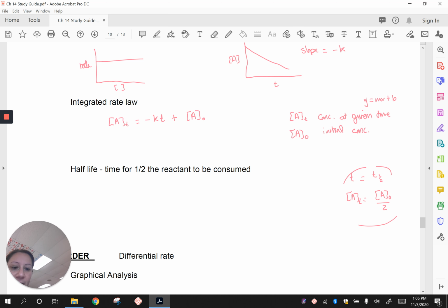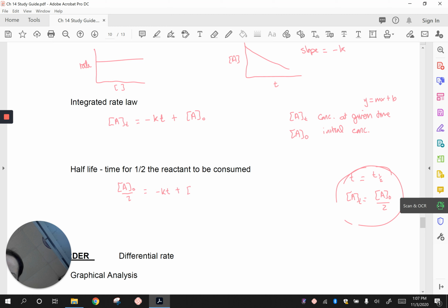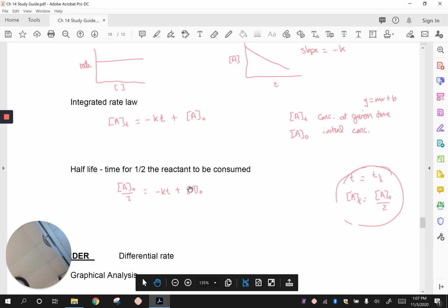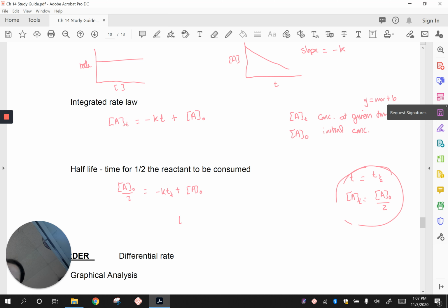So let's plug these into our equation here. Instead of that, we're going to plug this in. So the concentration of A naught over 2 is equal to -kt plus the initial concentration of A. If you rearrange this, take this to the other side and solve for t, this is t 1/2, which is half-life. You get t half-life is equal to the initial concentration over 2k. And that's the equation for the half-life.